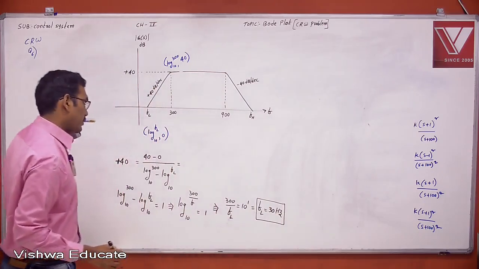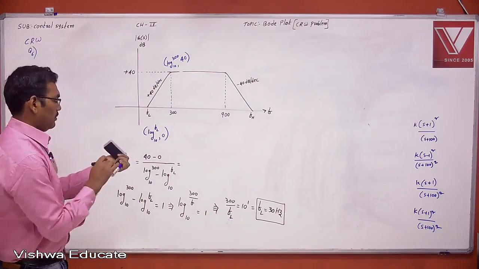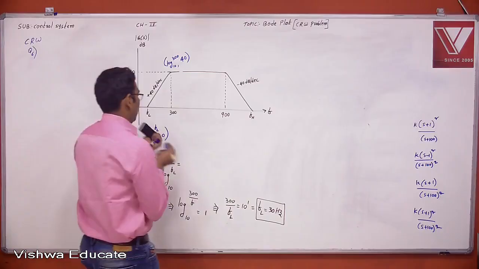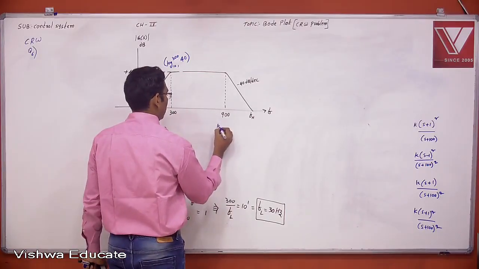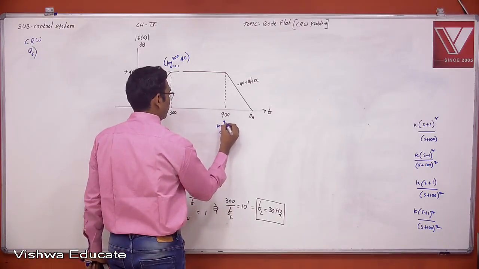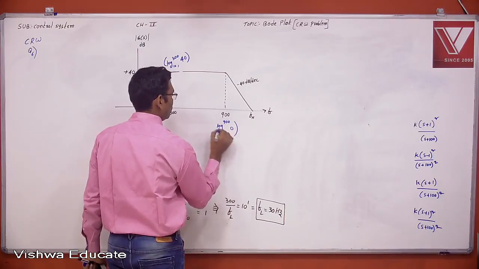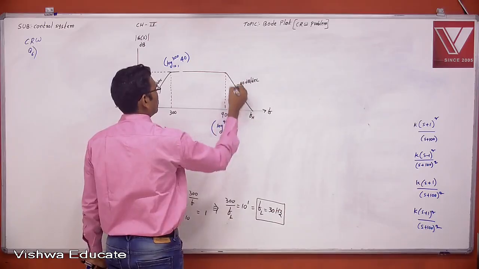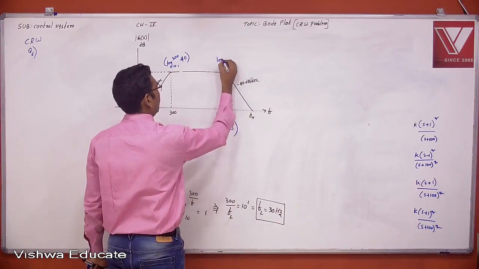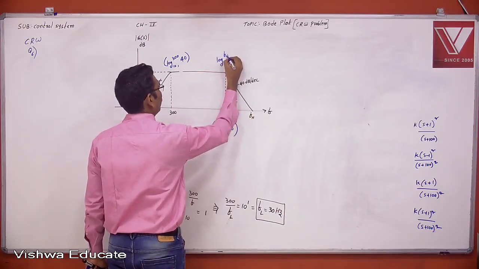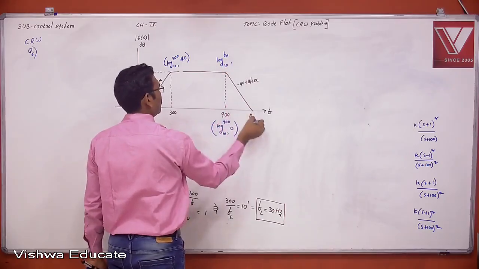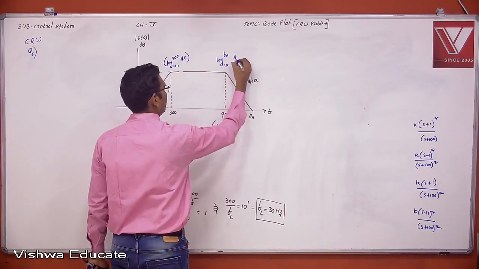Now similarly, can you find for that one also? Now this is log 900 comma 0, and this is log FH comma 40.